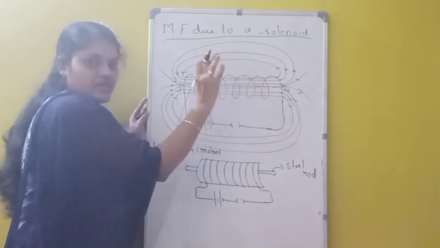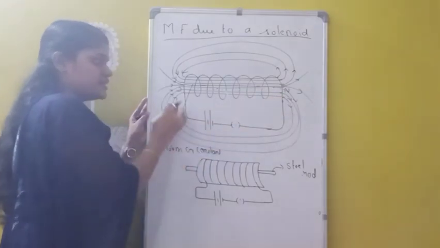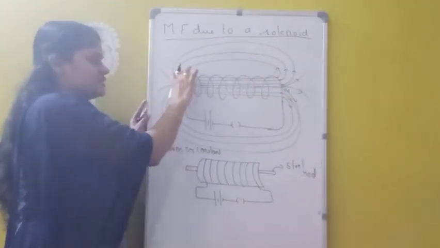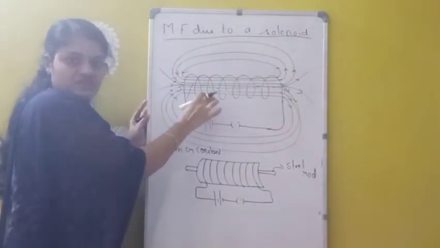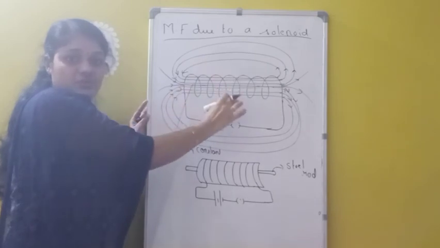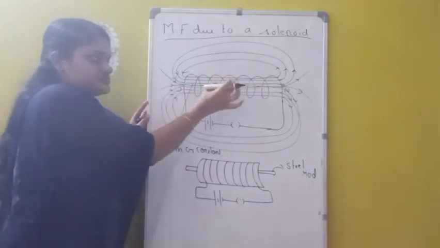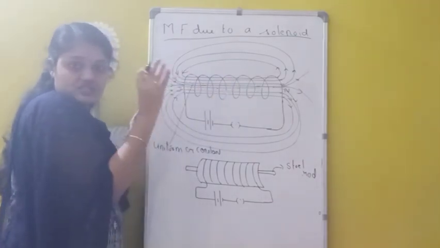Outside, it just behaves like a bar magnet. The field lines start from the north pole and end at the south pole. So one end will be acting as the north pole, and the other end will be acting as the south pole. This large number of turns of insulated copper wire wrapped in the form of a cylinder acts as a solenoid.